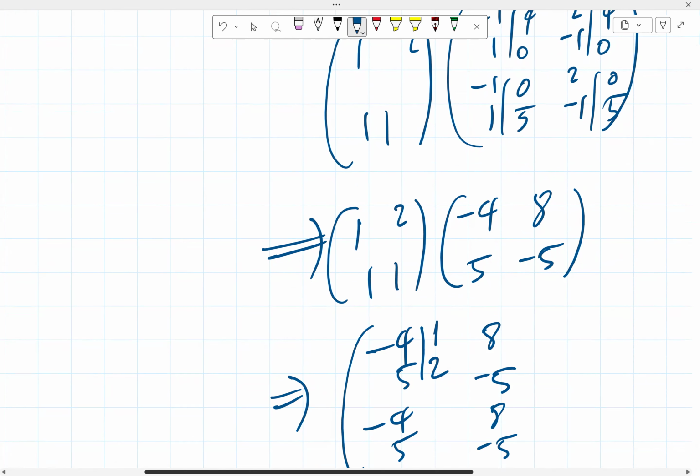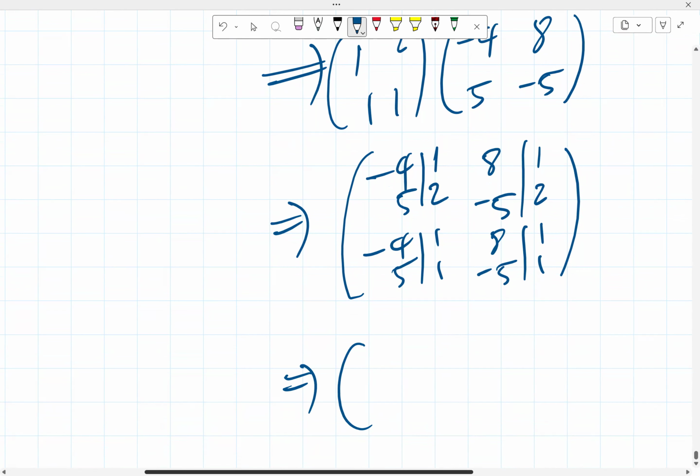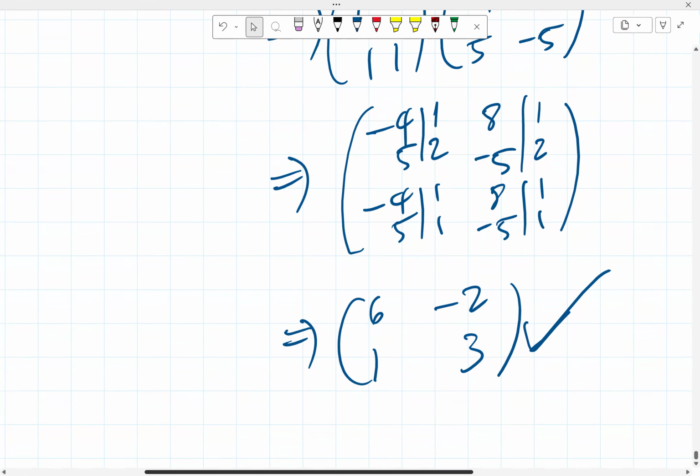Then we have 1, 2, 1, 1. So again, this is 10 minus 4, that is 6. Then 8 minus 10, minus 2. 5 minus 4 is 1. Then 8 minus 5 is 3. Yeah, so voila, that's what we get. 6 minus 2, 1, 3. So that actually works perfectly.